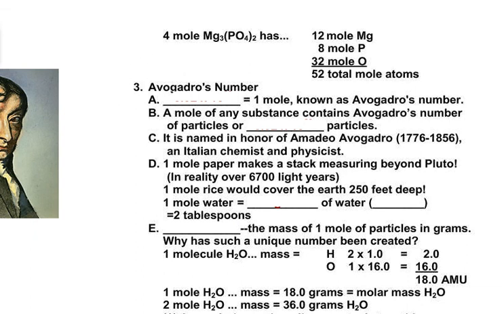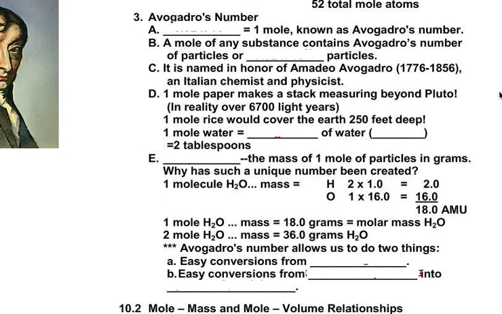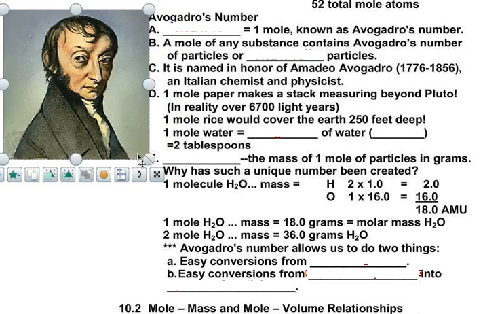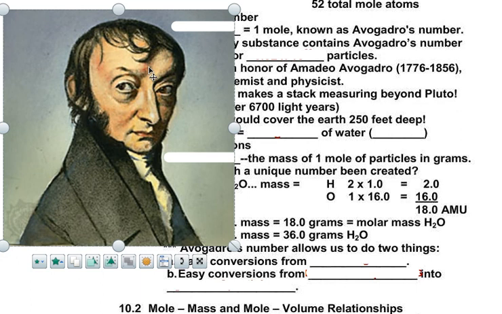Now that brings us to Avogadro's number, and this 6.02 times 10 to the 23rd is Avogadro's number. It is named after him, and here he is. This is Avogadro. He's a rather strange looking fellow. He's got that big old eye and the lump on his forehead.